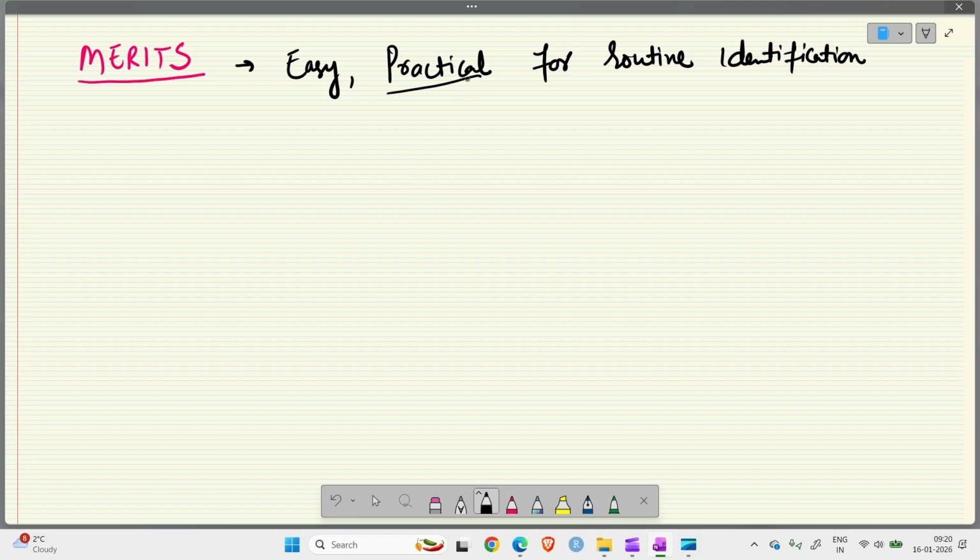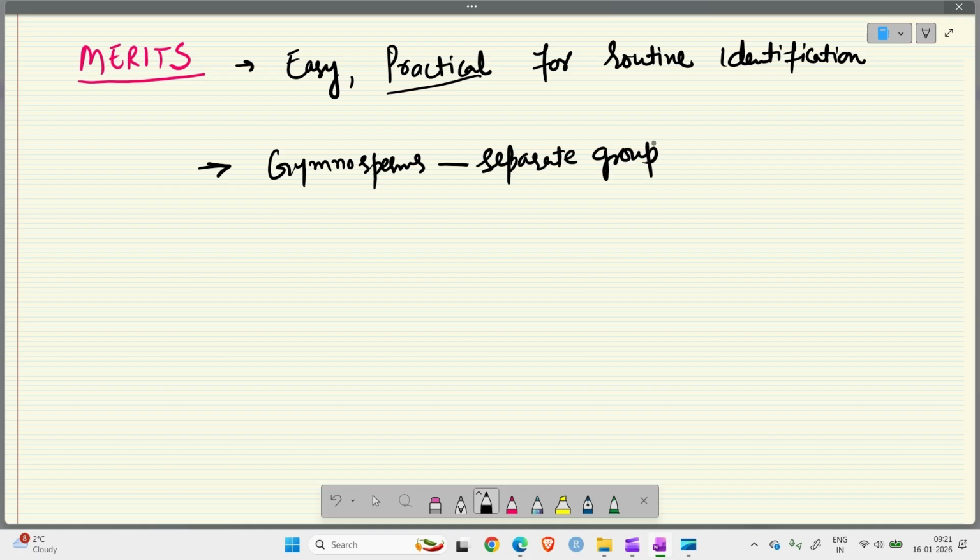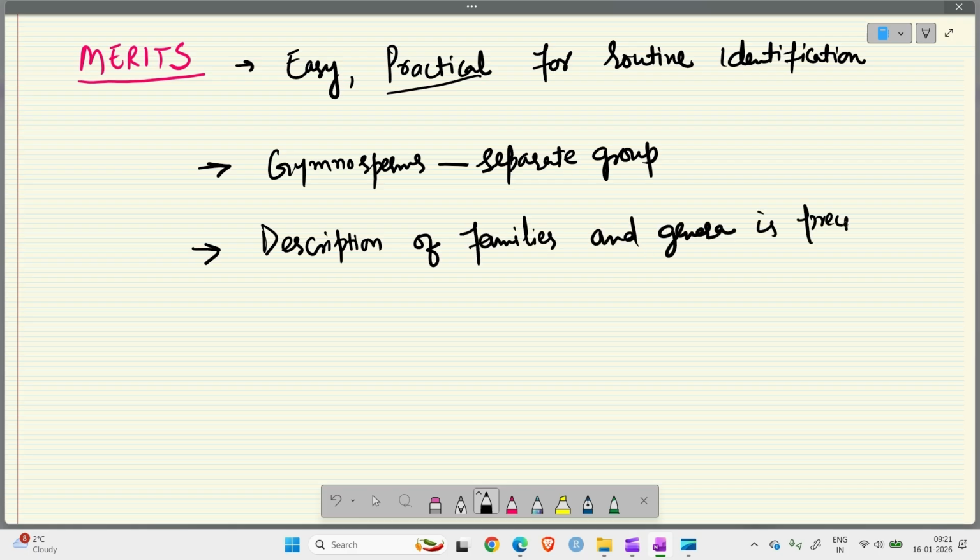The second advantage of this classification system is that the gymnosperms were placed in a separate group, which was not the case with De Candolle, who placed gymnosperms with dicots. So this was one of the important features of Bentham and Hooker's classification, that they separated gymnosperms from dicots. The third advantage is that the description of families and genera is complete and precise.